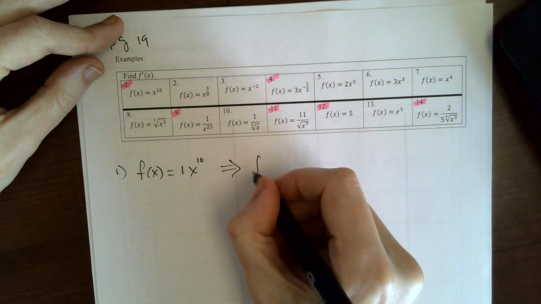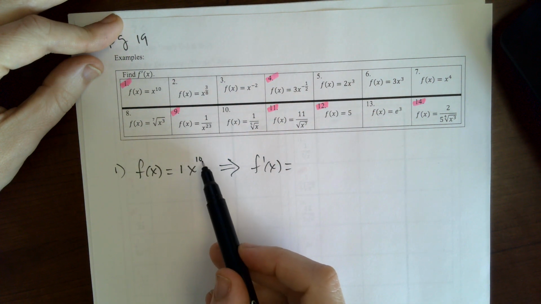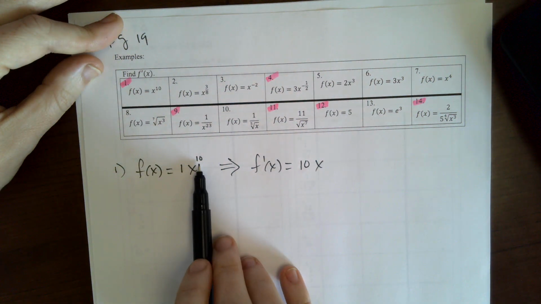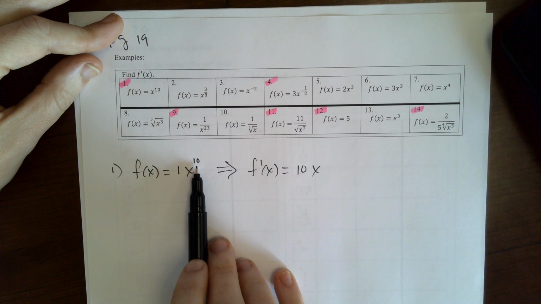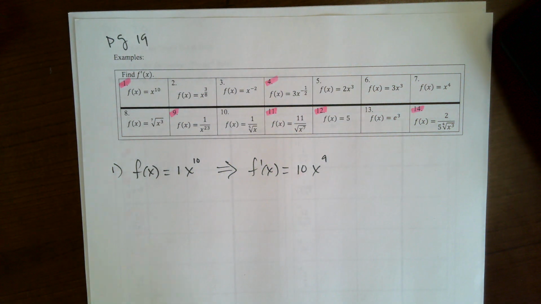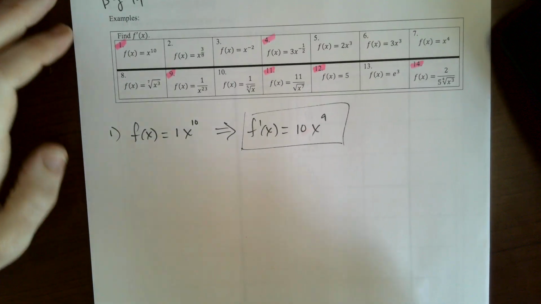And then, so f prime of x is, you do 1 times 10, or 10 times 1, 10x, and then the exponent, you subtract 1 from it. So our new exponent is 9. Okay, so this is the answer to the first one. Now we'll go to the fourth one.